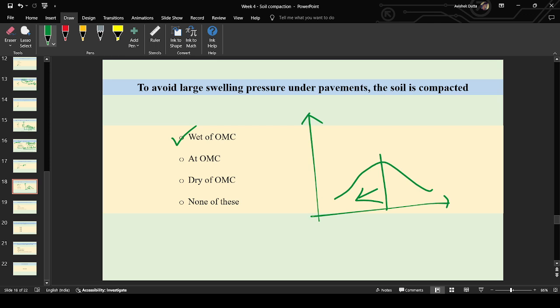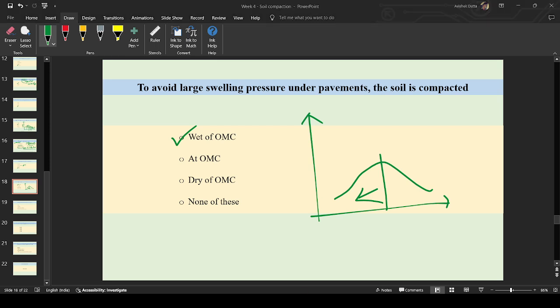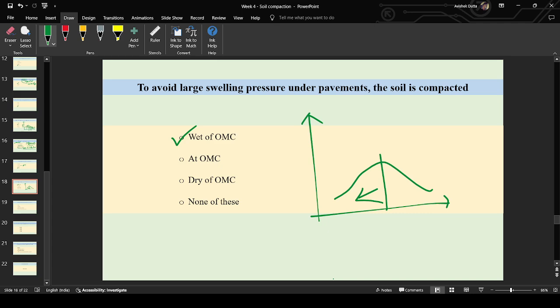Because if we compact the soil wet of OMC, then we can prevent accidental increment in pore pressure when water is added. Because if we go beyond the optimum moisture content, we are going towards saturation, and then the pores are already filled up, so there won't be any accidental build up of pore pressure that might cause large swelling.